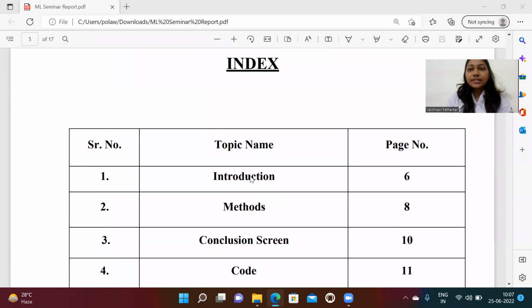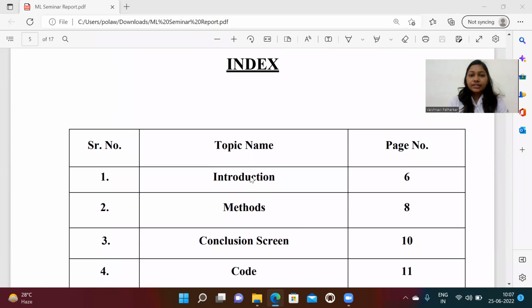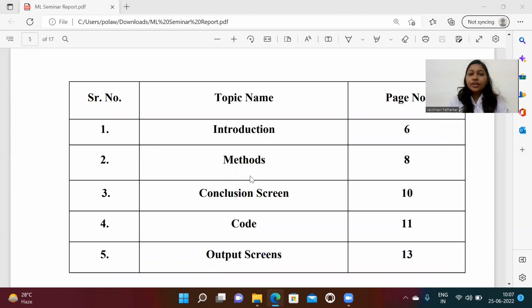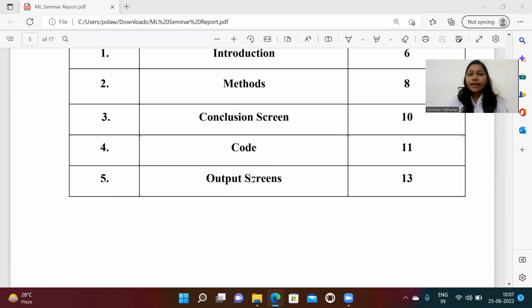So this is our index. In our index, there is introduction, method, conclusion, screen, code, and output screen.